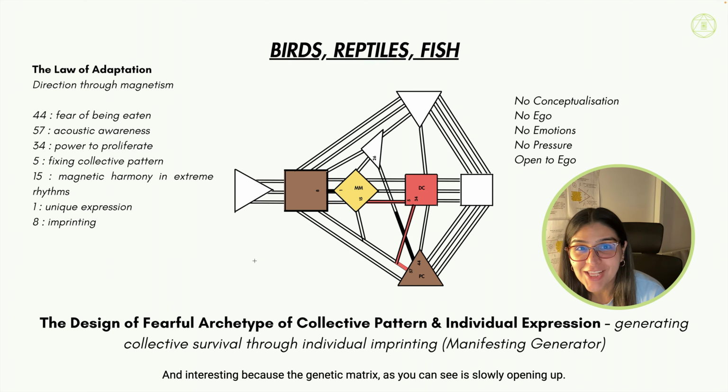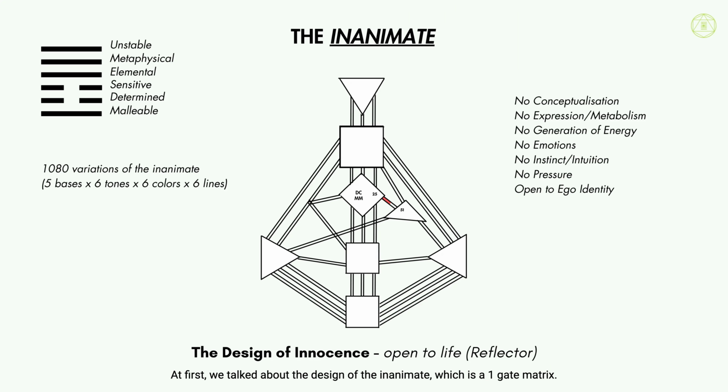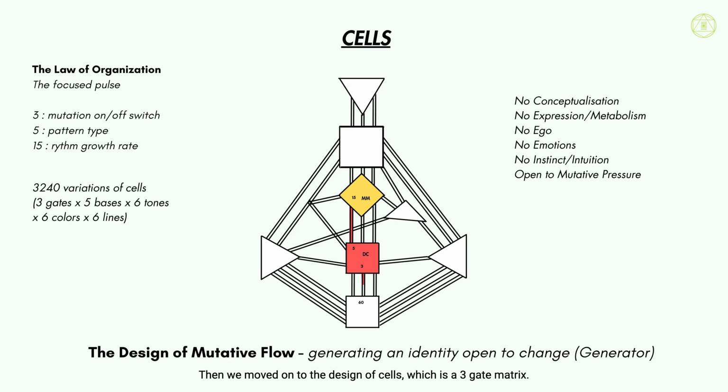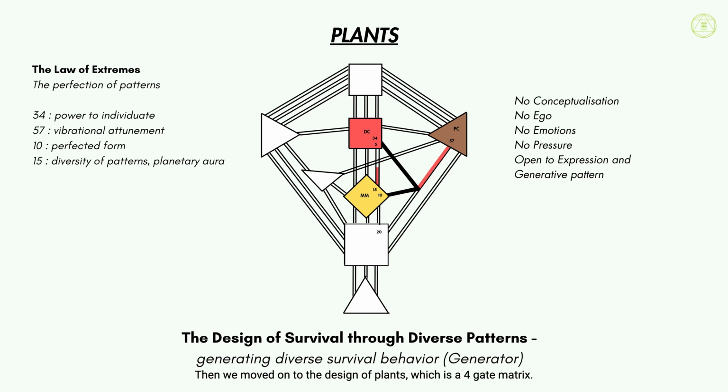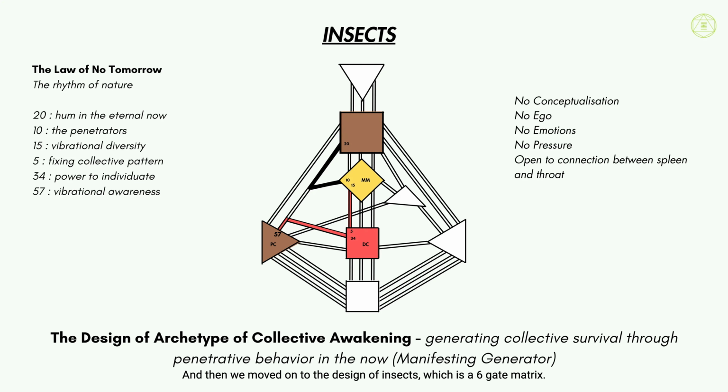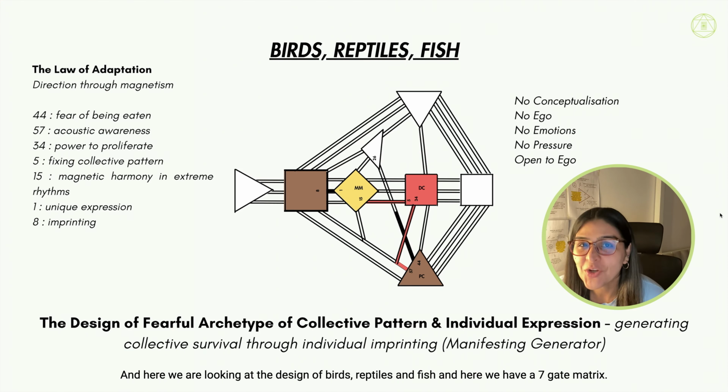the genetic matrix, as you can see, is slowly opening up. At first, we talked about the design of the inanimate, which is a one-gate matrix. Then we moved on to the design of cells, which is a three-gate matrix. Then we moved on to the design of plants, which is a four-gate matrix. And then we moved on to the design of insects, which is a six-gate matrix. And here we are looking at the design of birds, reptiles, and fish. And here we have a seven-gate matrix.